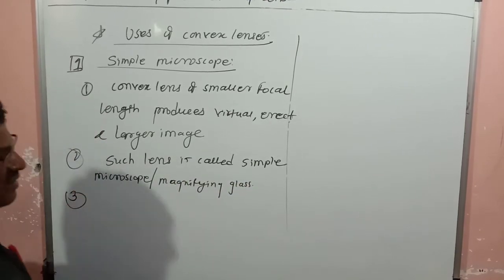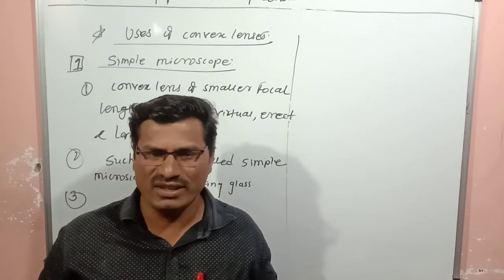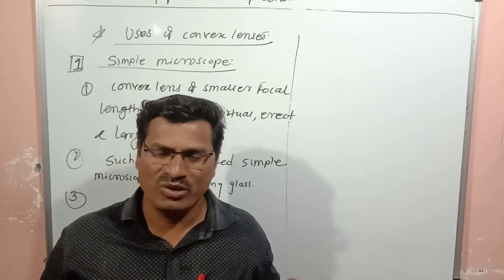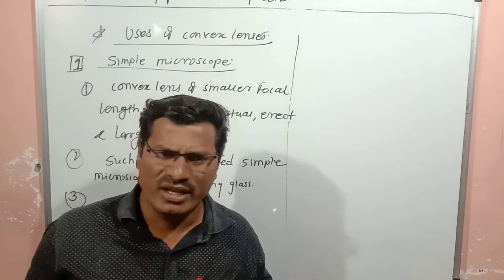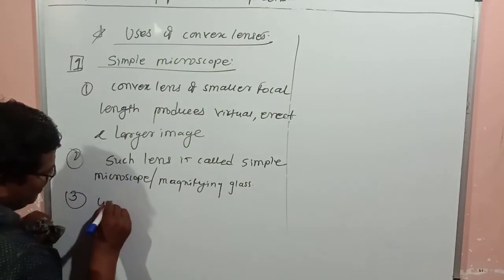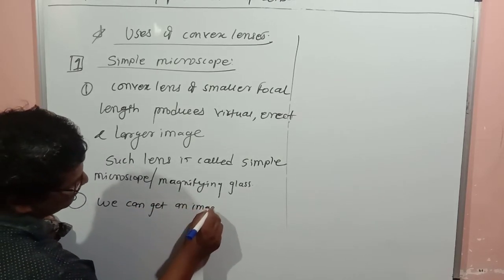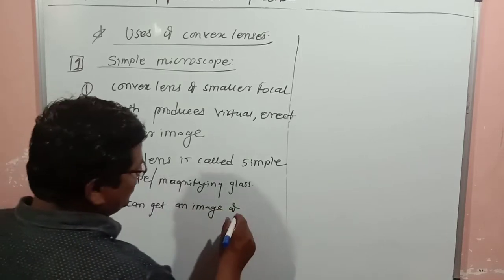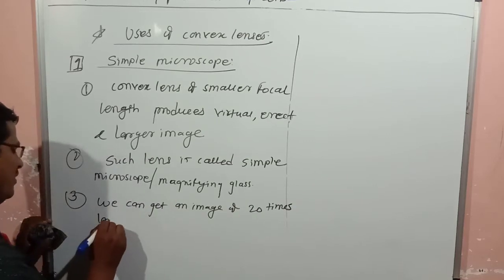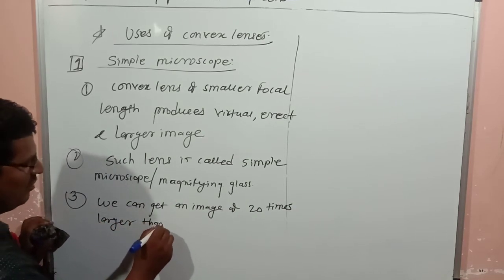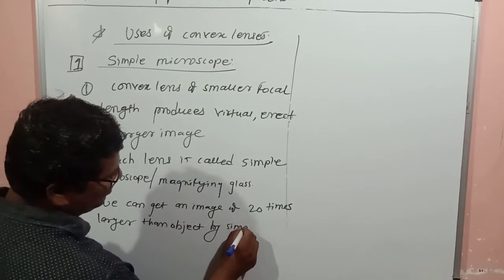Then third point is that the simple microscope, that convex lens having smaller focal length, produces an image of an object which is 20 times larger than the object. We can get an image 20 times larger than the object by simple microscope.